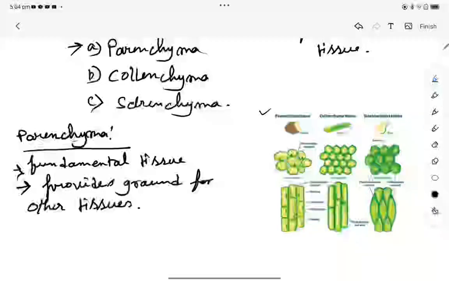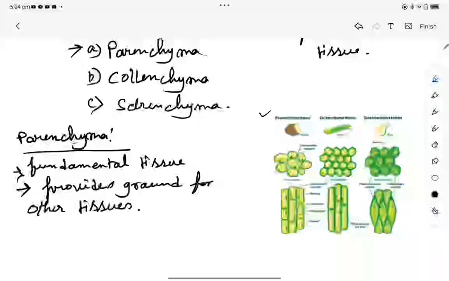Now these are parenchymatous cells. If you can see here, these are parenchymatous cells. Now parenchymatous cells are very simple in nature. Okay, they are mostly irregular or sometimes polygonal in shape. They have a prominent chloroplast. They have cell wall. This is the cell wall, right? They have cytoplasm, right?